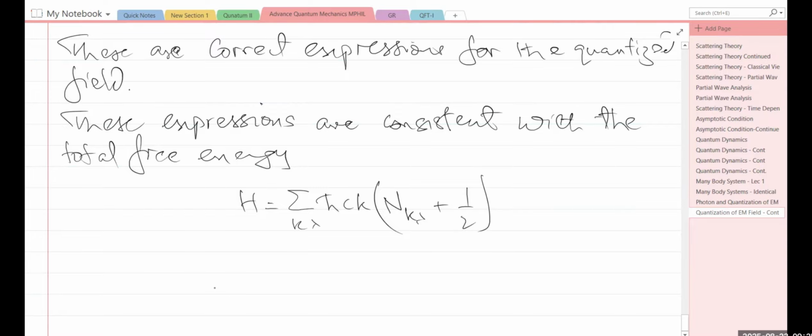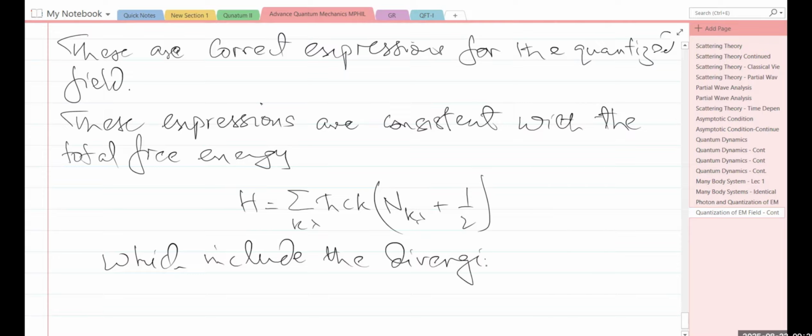And this includes the divergent or diverging zero point energy. Yeah, so this basically completes, in fact, the treatment for quantization of field.